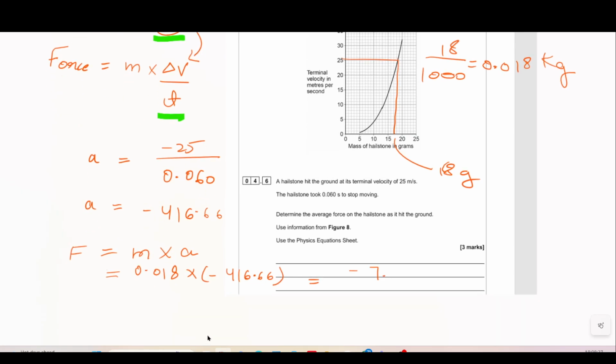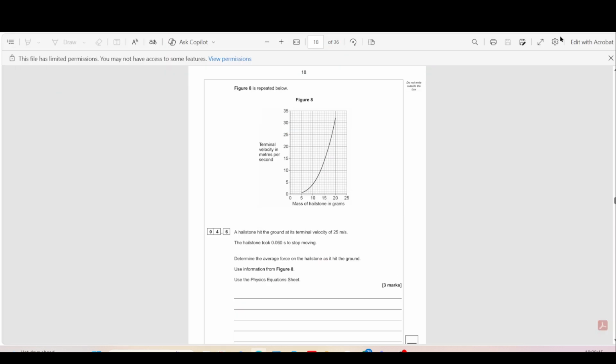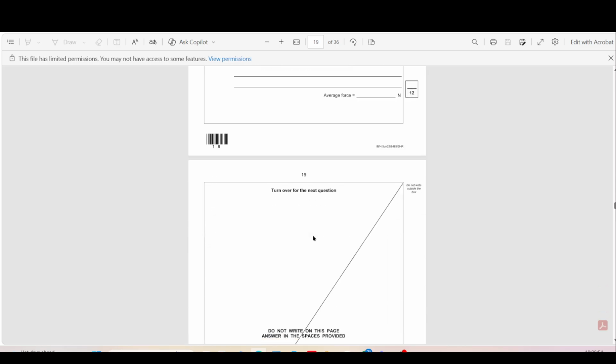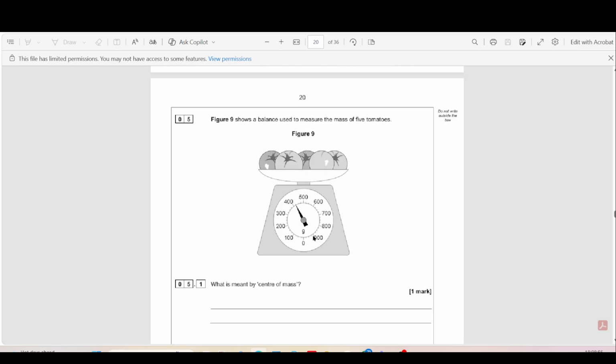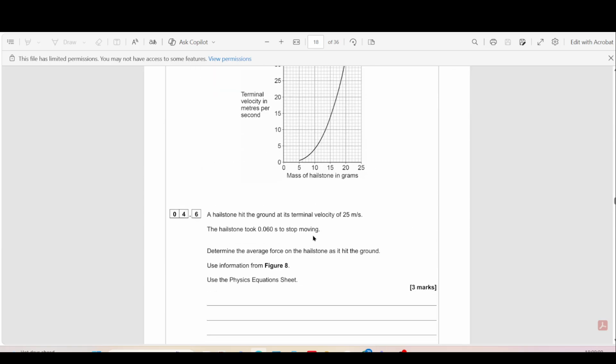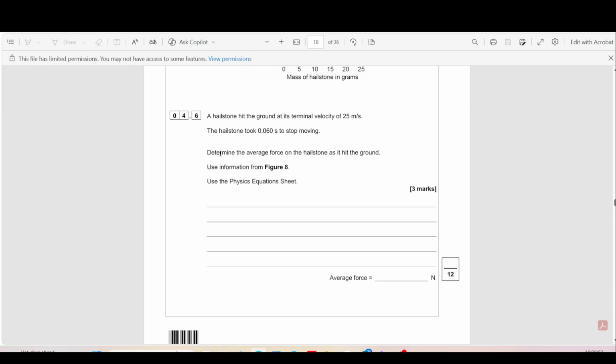Do I round it to 7.5? If it says to round it, you can write 7.5, but if it doesn't say to round, you can write 7.49. Negative means it is acting in the opposite direction of its motion. Is that the answer? Yes, that is the answer, because it is asking for force.